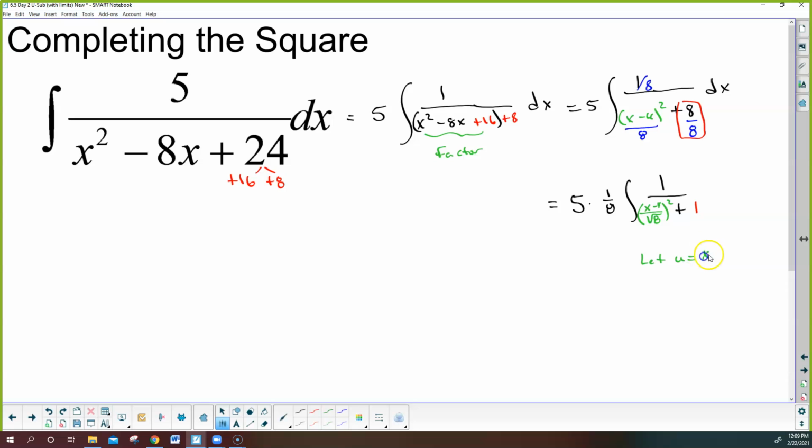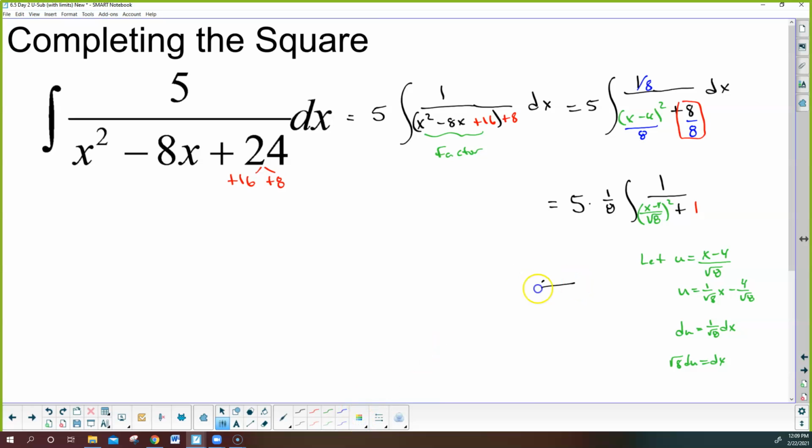Now I'll let u equal the bottom part, and then we are going to just rewrite this so it doesn't look as hard to take the derivative. Then when I take the derivative of this, I don't care about the negative 4 divided by the square root of 8. That's a constant. It's going to go away. And x divided by the square root of 8 is the same as 1 over square root of 8 times x. So its derivative is just 1 over square root of 8 times dx, and then just move the square root of 8 over.